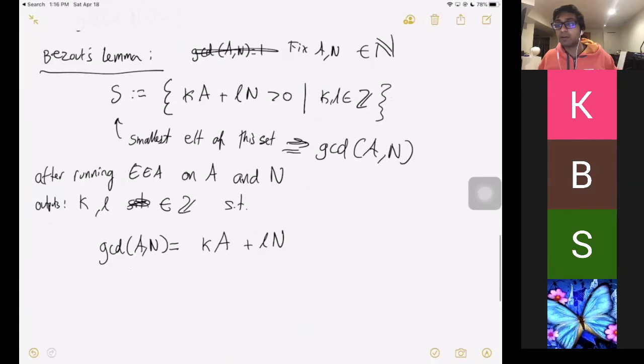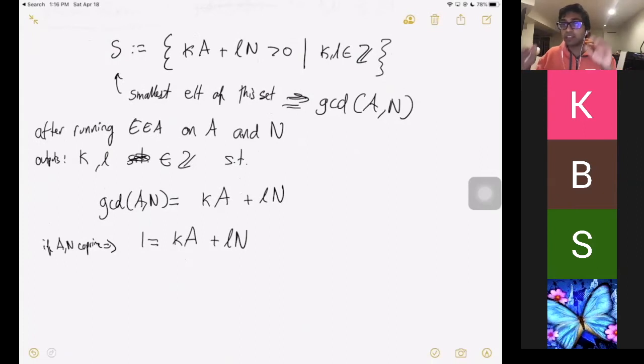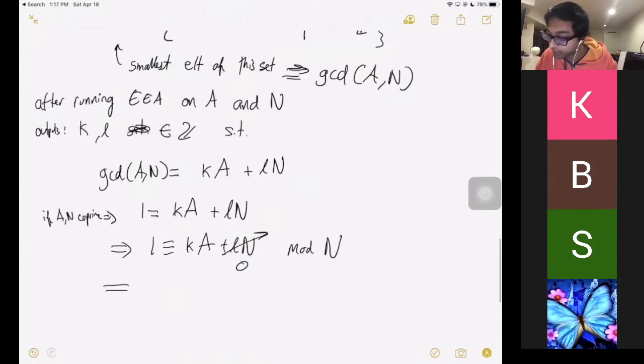Cool. So now, if we run the extended Euclidean algorithm on two numbers that are coprime, like if a and n happen to be coprime, that means that we're getting some linear combination that looks like this. Cool. So why is that cool? Because now if this equality holds, then this congruence holds mod n as well. This implies that 1 is congruent to ka plus ln mod n, and just by laws of modular arithmetic, we can see that ln is 0. So this means that k is equal to a inverse mod n.